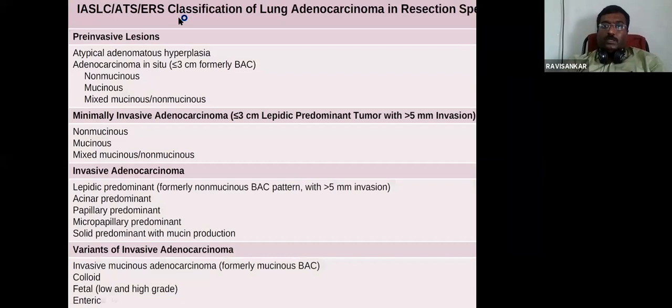See, this is adenocarcinomas, which have been divided into pre-invasive lesions, minimally invasive adenocarcinomas, invasive adenocarcinomas. Okay. Remember that minimally invasive adenocarcinoma is when they have a less than 3 centimeter lepidic predominant tumor with less than 5 mm invasion.